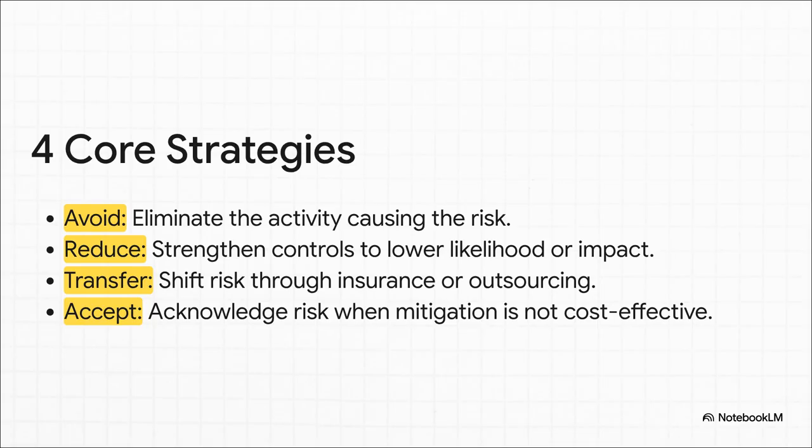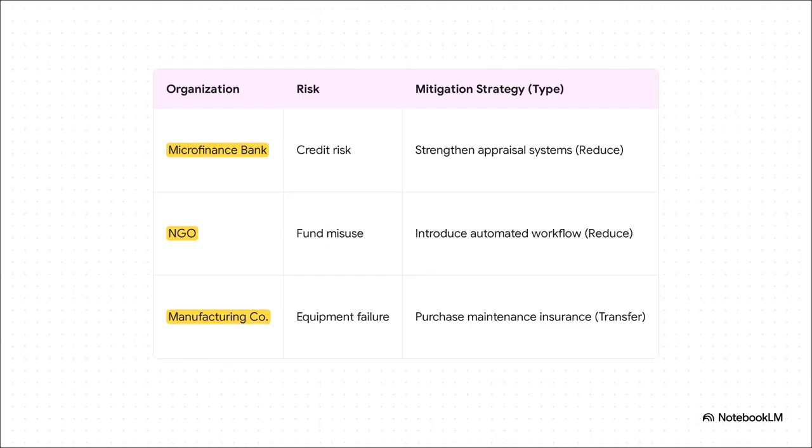We can suggest they avoid the risk altogether. We can help them reduce it by beefing up controls. We could suggest they transfer the risk, through insurance or outsourcing. Or sometimes, the right call is to simply accept the risk, especially if fixing it costs more than the potential damage. And here's how that plays out with our examples.